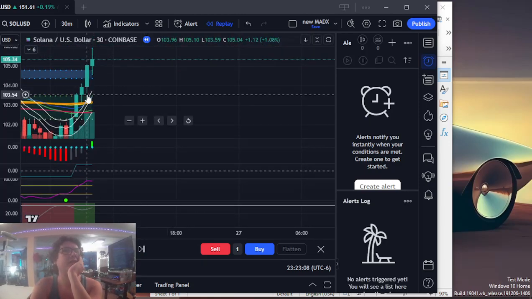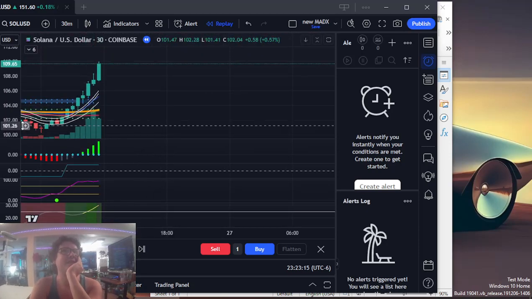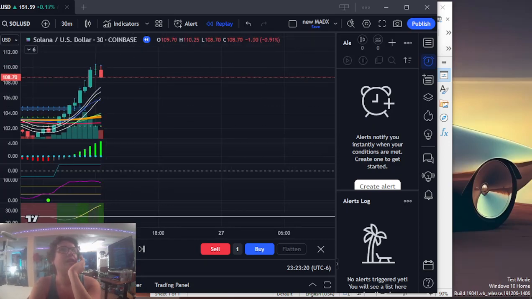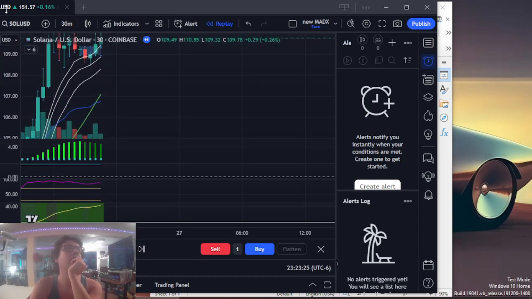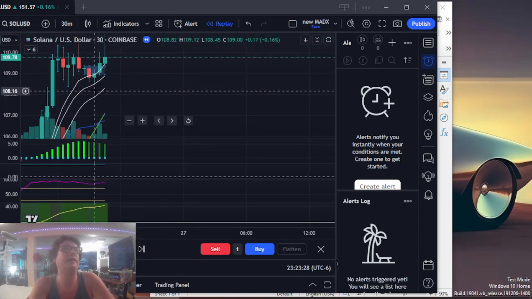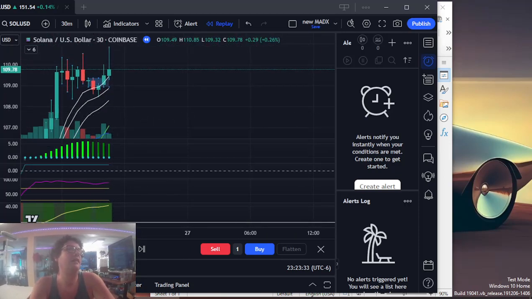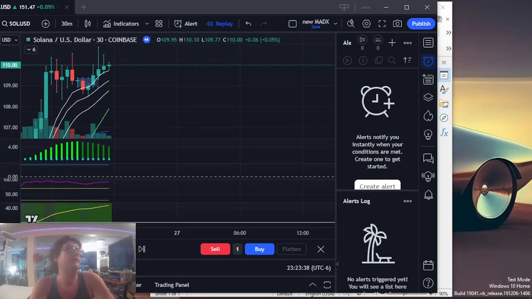Dang. Yep. That's insane. Okay. See if we get a reverse. Wait a second. 1. Nah. We got a pretty significant volume difference there. This is kind of flat.